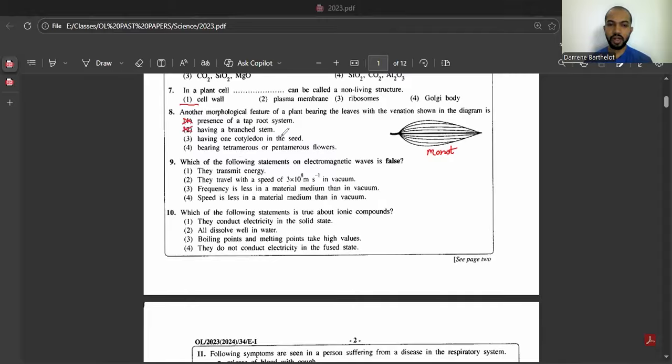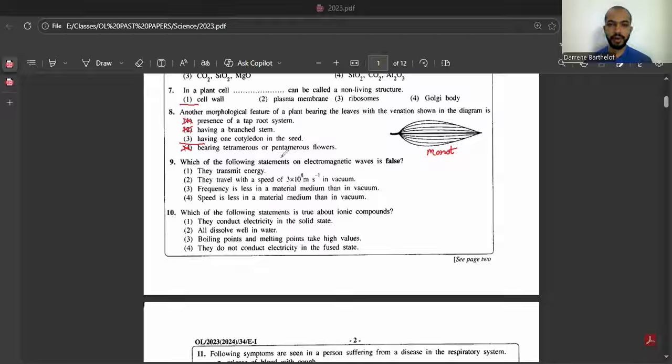Then having one cotyledon seed, that's correct. Monocotyledon, mono means one. So it should be the third one. Let's read the fourth one as well. Bearing tetramerous or pentamerous flowers, that's wrong. In monocot plants, flowers are trimerous, which means flower parts are 3 or multiples of 3.